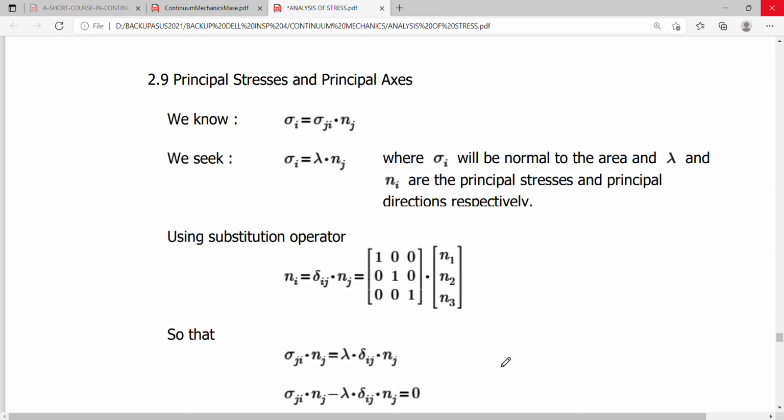Today we will be going directly to the solution on how to determine the principal stresses from a given stress tensor, knowing for a fact that the Cauchy stress tensor is defined on the basis of the stress tensor and the unit normal vector, okay?